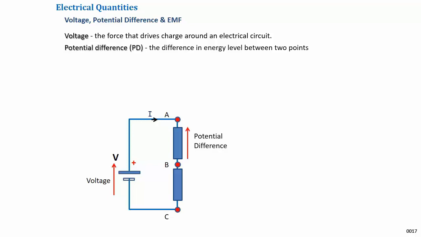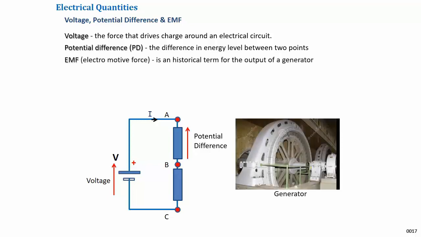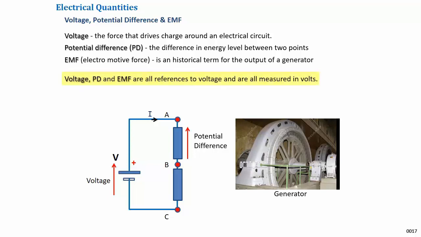The term potential difference is used when considering the difference in energy levels between 2 points in a circuit caused by the presence of a voltage source. This is analogous to looking at the difference in pressure between 2 points in a pressurized water system. Finally, there is the term EMF or electromotive force, which is very much a historical term for voltage. Today, this term is generally only used when dealing with the output of electrical generators. However, these are all references to the electrical force voltage and are all measured in volts.